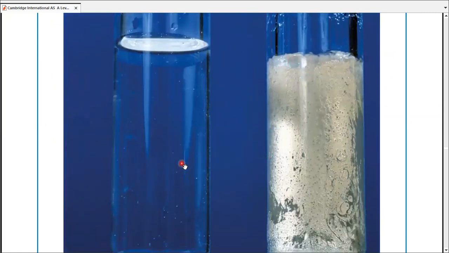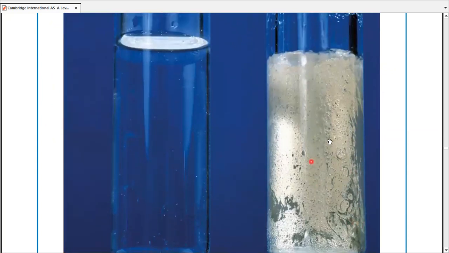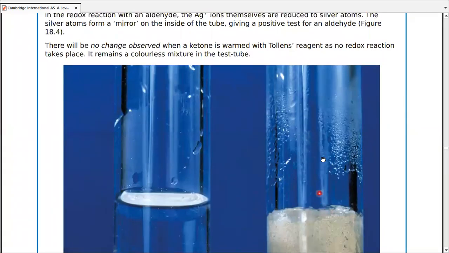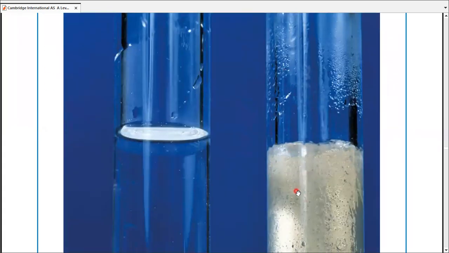A completely colorless solution will form an entire layer of silver, so much so that if you hold it closer to your face in a lab, it would act as a mirror. A really fascinating reaction. Remember, there is no change observed when a ketone is mixed with Tollens' reagent, which means this test is going to go positive and form a silver mirror with an aldehyde, but not with a ketone.